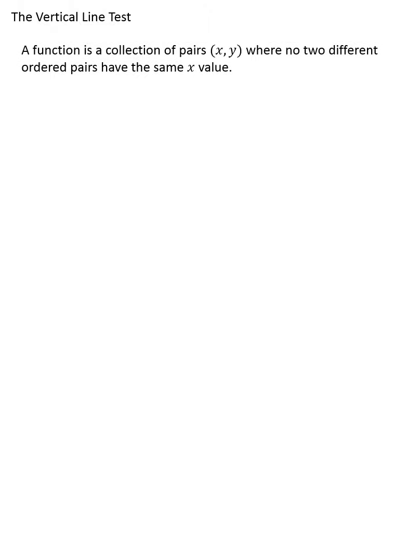Let's talk about something called the vertical line test. Before we get to what that is, let me remind you that a function is a collection of ordered pairs where no two different ordered pairs have the same input or x value. We saw in previous video 1 of this series that something like this would not be a function because there are 2 points in it that have the same x value or input, and therefore d is not a function.